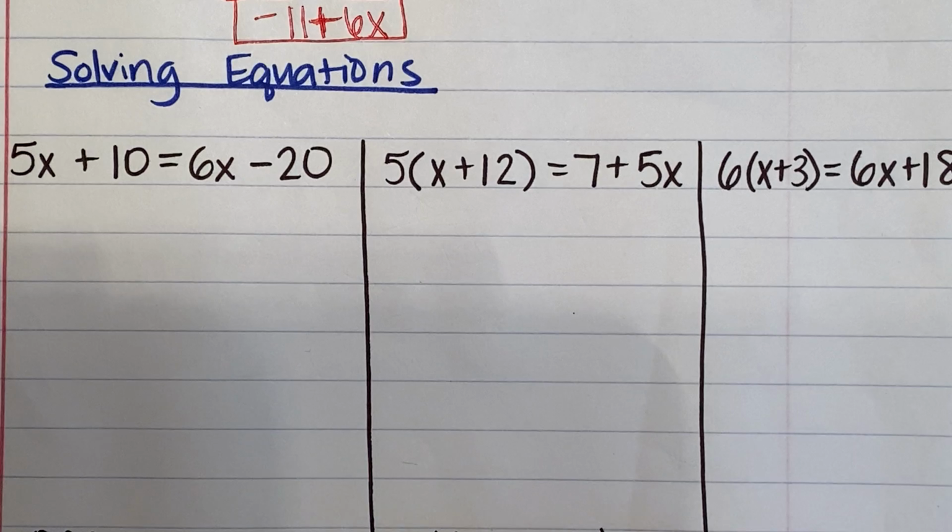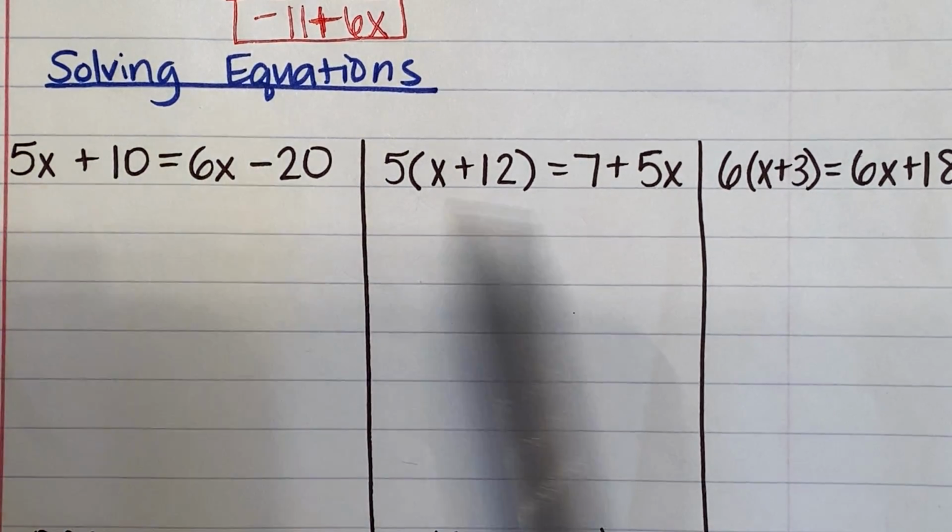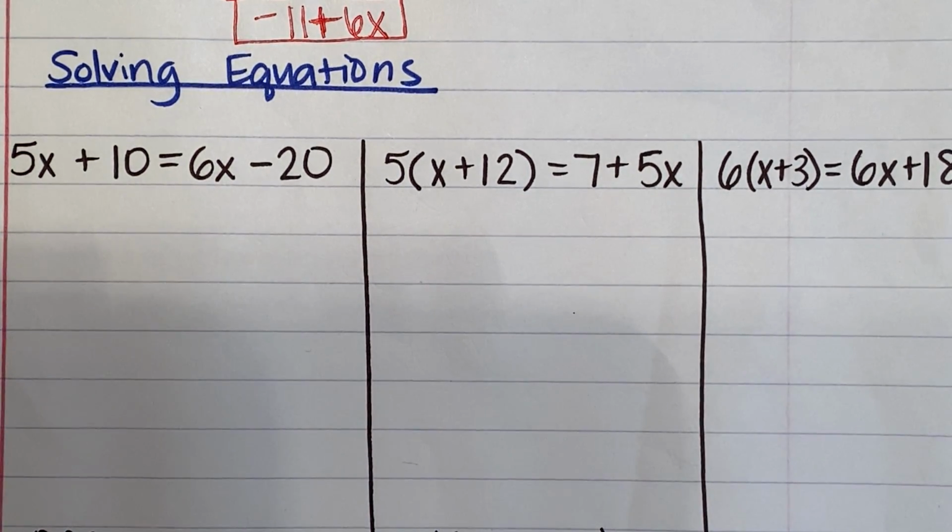Okay, now we're going to move on to solving equations, and we have 3 types of problems for solving equations. So I'm going to start with the 5x plus 10 equals 6x minus 20.